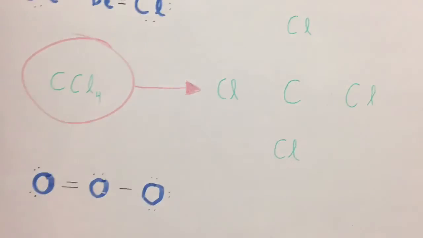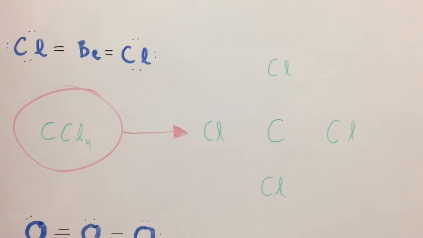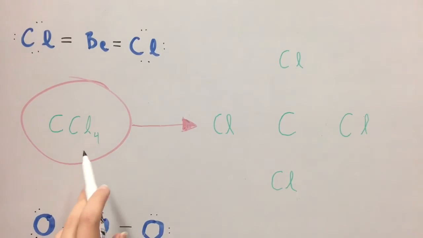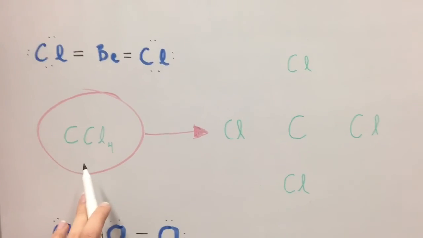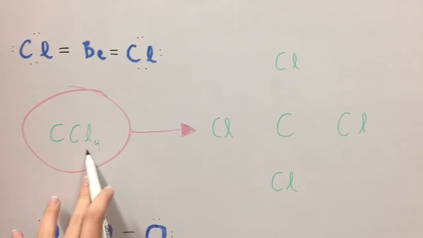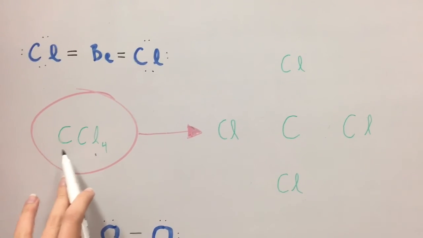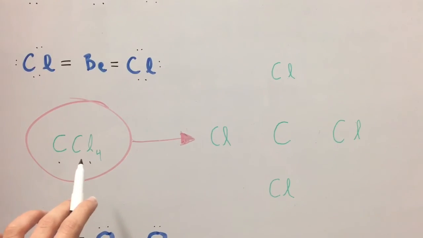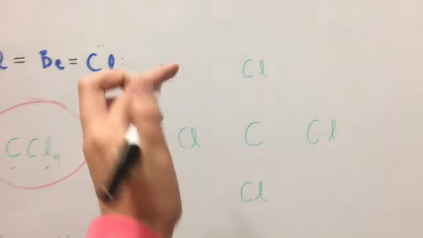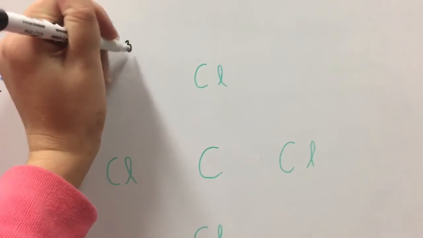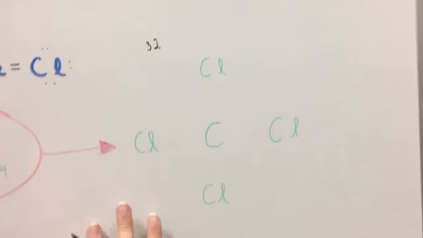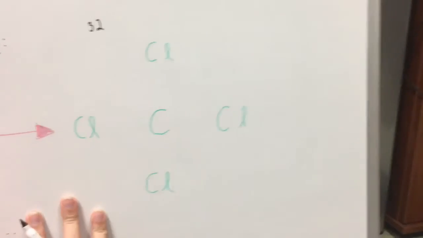The first thing you're going to want to do to draw the structure is find out how many valence electrons are going to be in it. In this case, we know we have 4 chlorine and 1 carbon. When you look at your periodic table, each chlorine has 7 valence electrons and each carbon has 4. So when you do 7 times 4 plus 4, you end up with 32. So we know there's going to be 32 electrons in the Lewis dot structure.